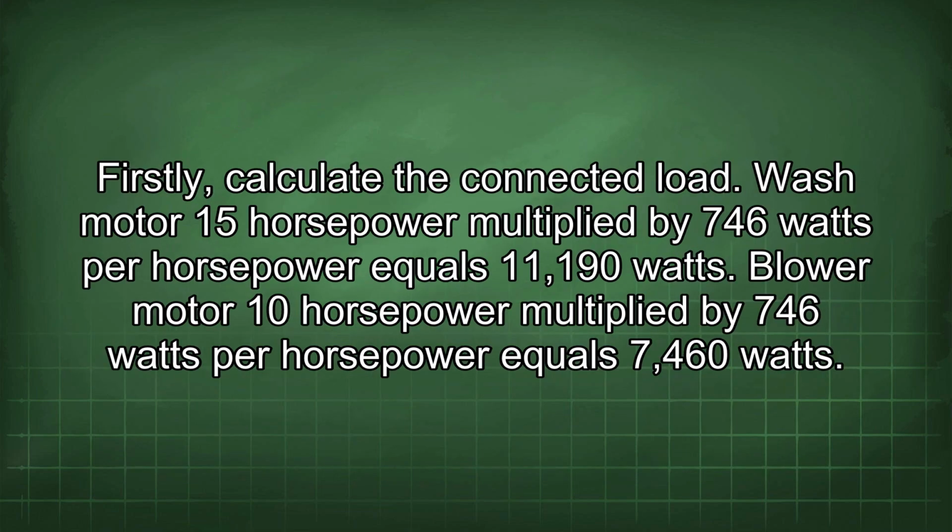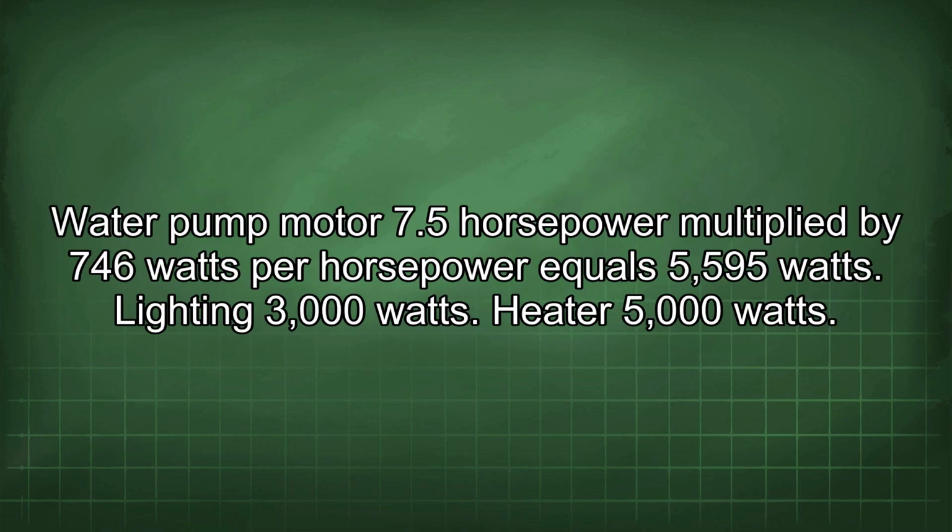Firstly, calculate the connected load. Wash motor: 15 horsepower multiplied by 746 watts per horsepower equals 11,190 watts. Blower motor: 10 horsepower multiplied by 746 watts per horsepower equals 7,460 watts. Water pump motor: 7.5 horsepower multiplied by 746 watts per horsepower equals 5,595 watts. Lighting: 3,000 watts. Heater: 5,000 watts.